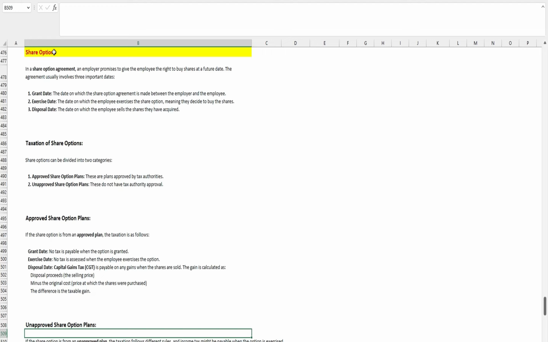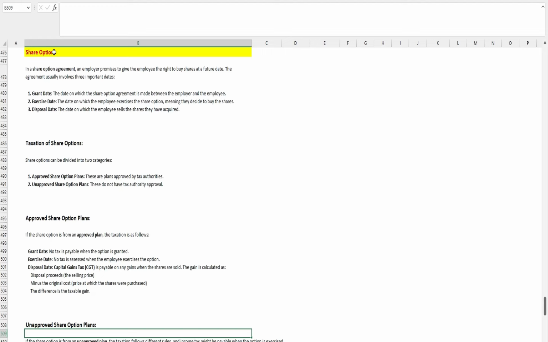Okay, so in the transfer of share, we have talked about that your employer will agree to provide the share immediately as a part of your remuneration. But in share option, in this agreement, employer will promise. Employer will tell employee, you will get the share, but at some point of time in the future. Okay, so basically, from share option point of view, 3 dates are very important. One is the grant date, exercise date, disposal date.